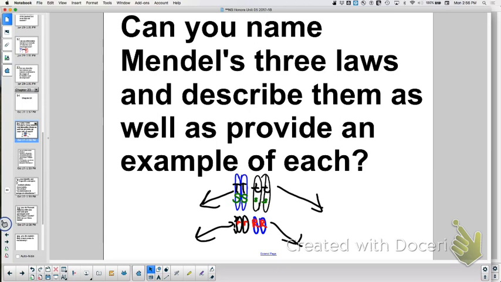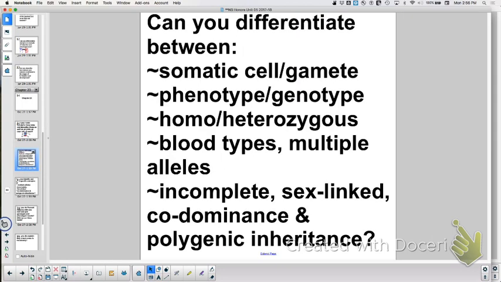All right. So now, can you differentiate between a somatic cell and a gamete? Yes, you can. A somatic cell is a what cell? Body cell. Gamete would be a sex cell, sperm or egg.